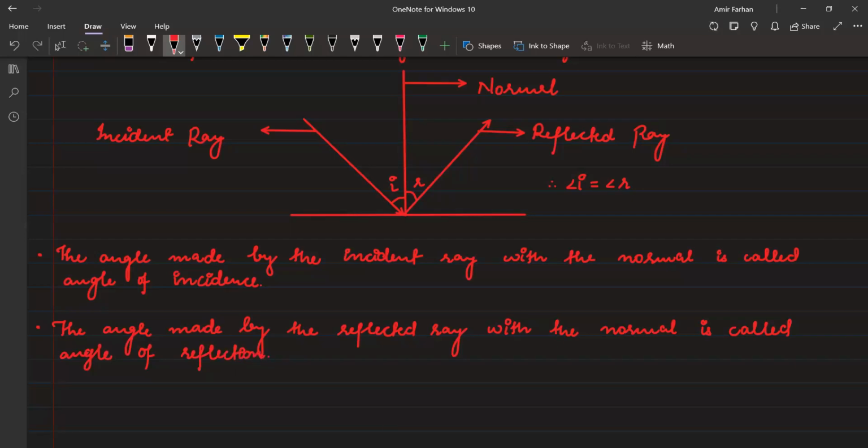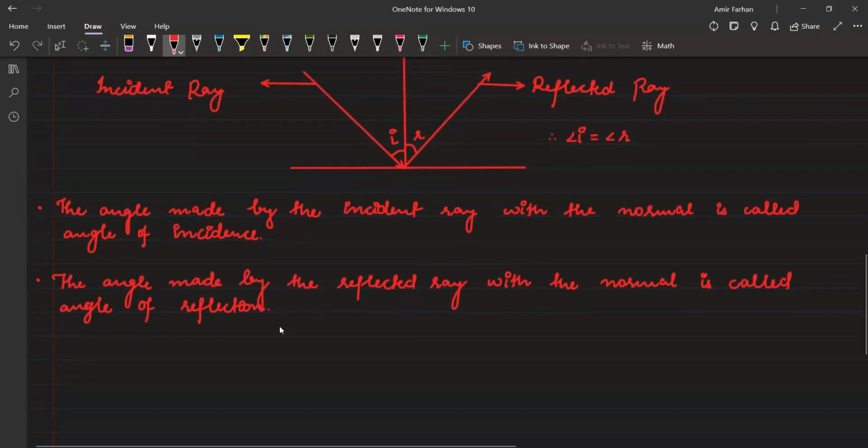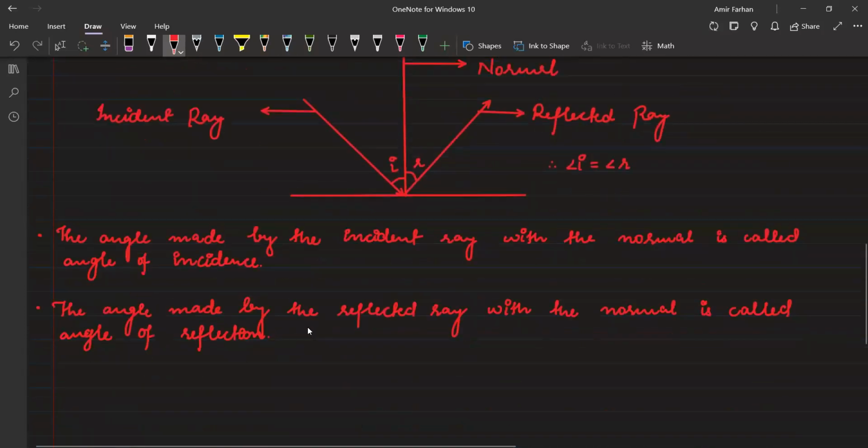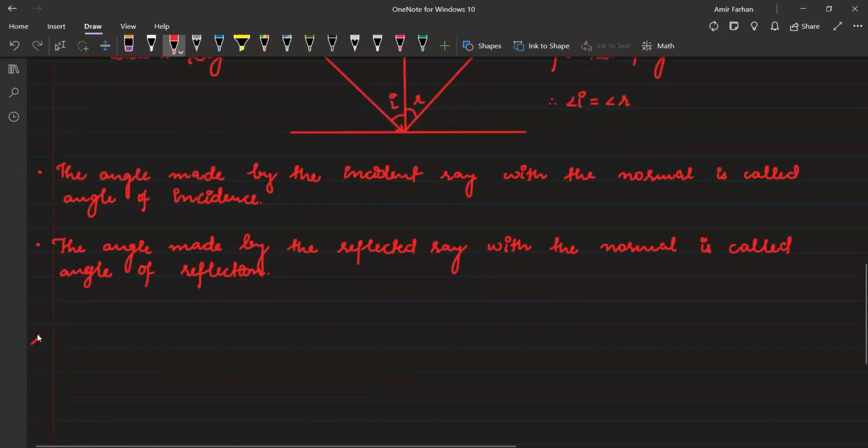Is it clear? Any doubt so far? No? Okay, so this is the first law of reflection. Okay, the second law is, let's understand the second law.